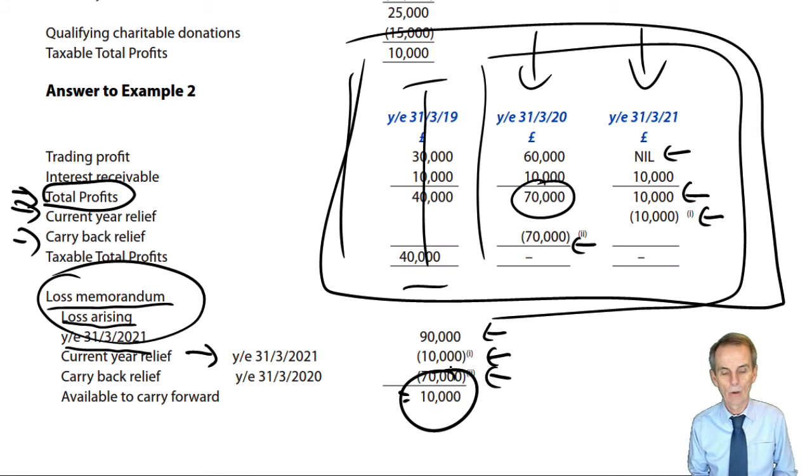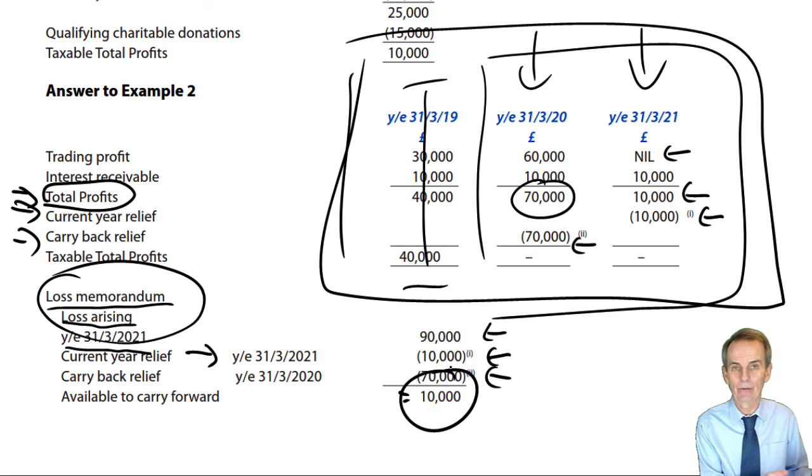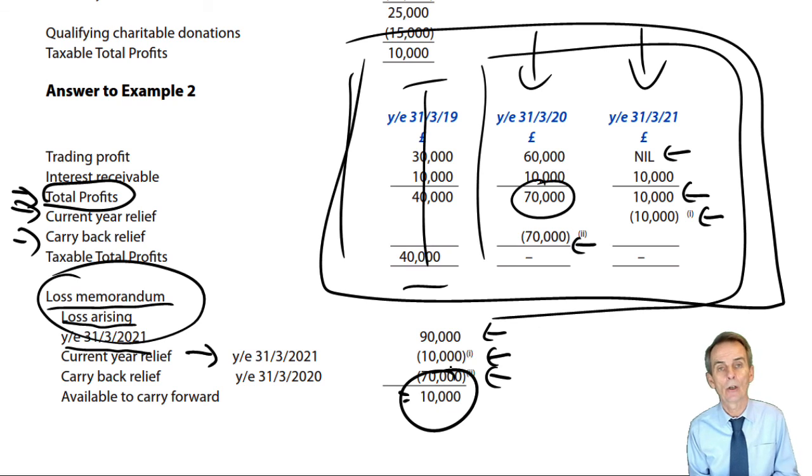Well, we know the normal rules allow current period and then a 12-month carry back. So the only way in a terminal loss situation we could do better than that, because there is no carry forward, you've ceased trading, is of course to be allowed to carry it back further. Just as we did with the unincorporated trader on cessation of trading. If you can't carry forward, which you can't, you've ceased trading, then you're allowed an extended carry back.